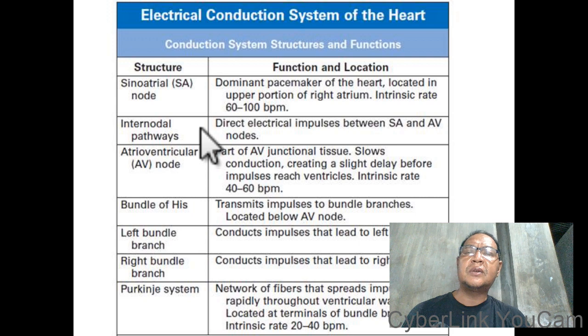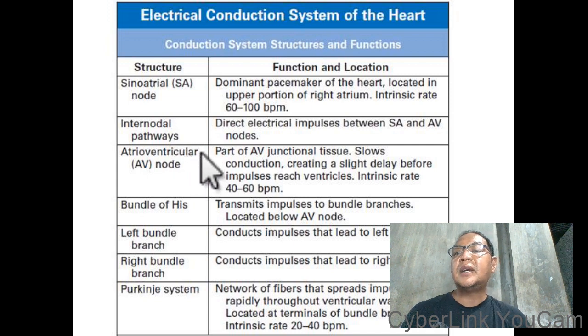The internodal pathways are still located in the atrium, in the body of the atrium, right and left. They direct electrical impulses between the SA node and the AV node. So the internodal pathways are the connection between the SA node and the AV node. After the SA node gives 60 to 100 beats per minute, it goes directly to the AV node by the internodal pathways.